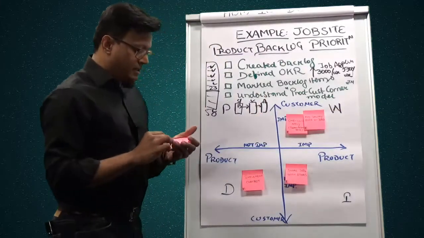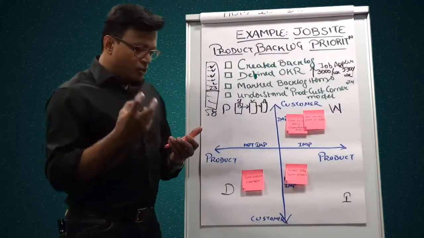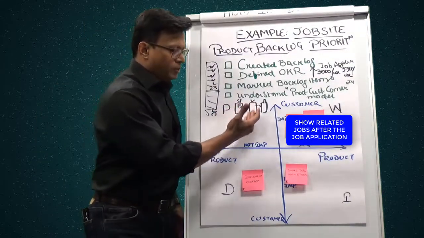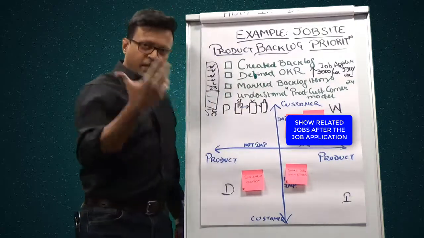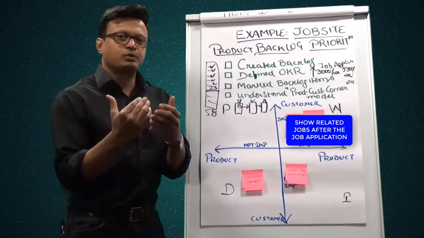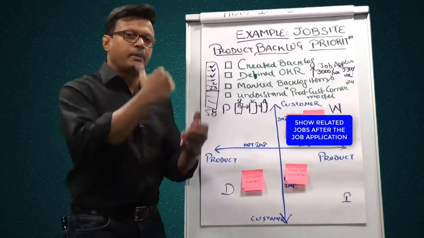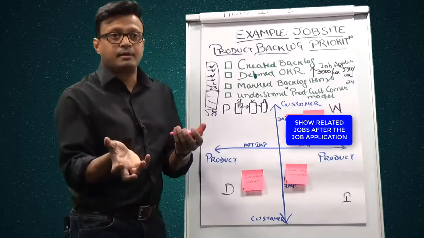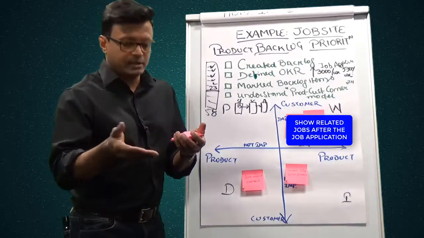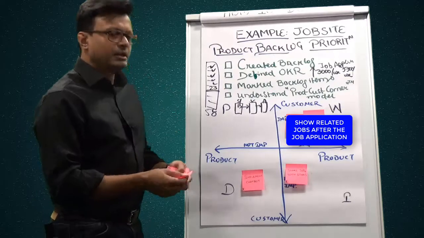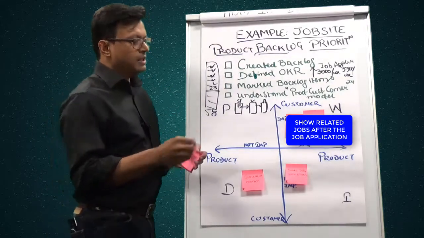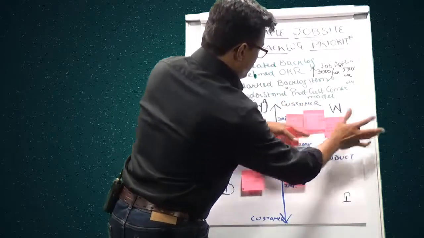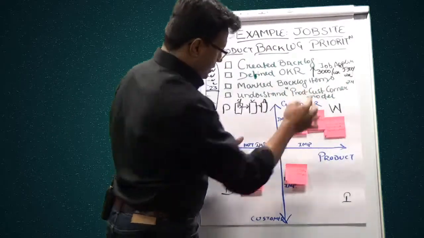Then another item in the backlog is show related jobs after the job application. So suppose they have searched for the job, they view it, they apply, and after they have applied, we say thank you for your application, and right there we show them more related jobs, so that you don't have to go back to search, and we show you more related jobs then and there. It helps you make the next application faster. Yes, that's important for the customer. It helps them navigate to the next job easily. It's important for the product to show more relevant information. So I will say yes, it is important for both of them, and hence it is coming in this quadrant.